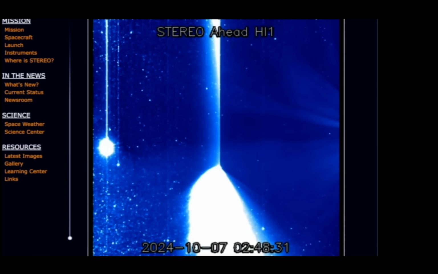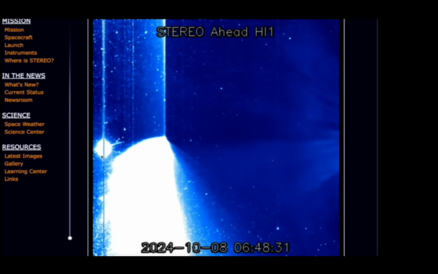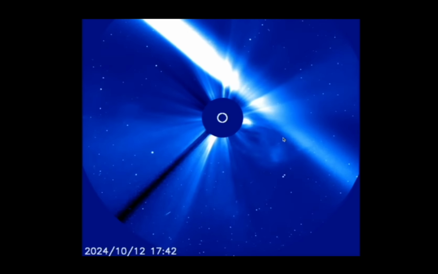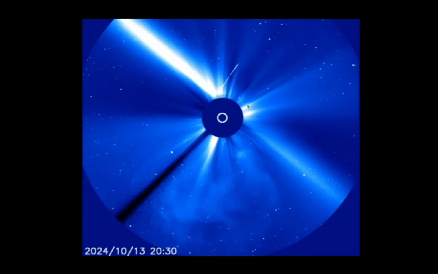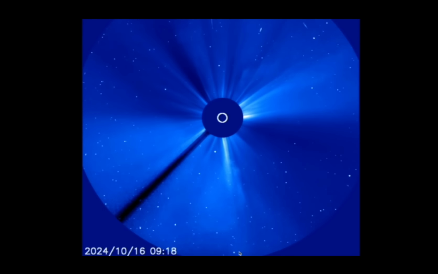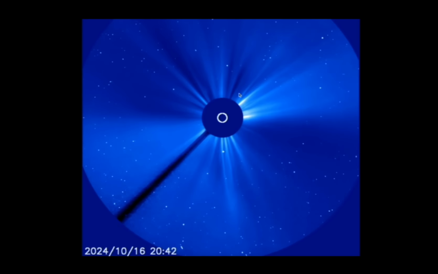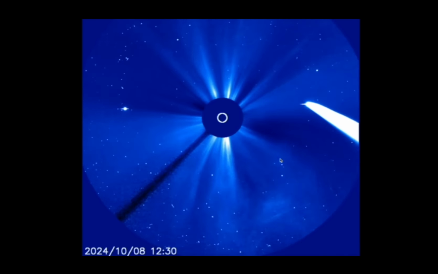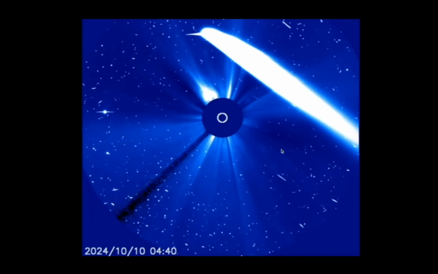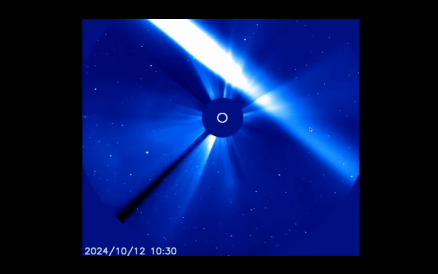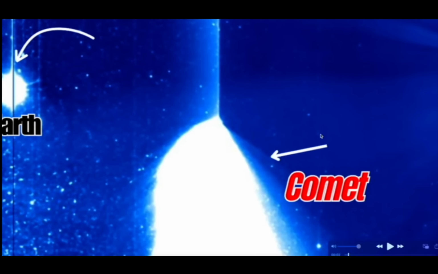Again, this is the STEREO Ahead spacecraft. The sun's over here. That's the Earth right there. Here's a look at the comet going through the inner solar system via the SOHO LASCO C3 instrument. This monitors the sun directly. The Earth is back here. The solar wind blowing this direction. So the comet dust would have been blowing towards the Earth, just like we saw in the previous video footage. And again, this was a huge comet with a huge tail, many millions of miles long.